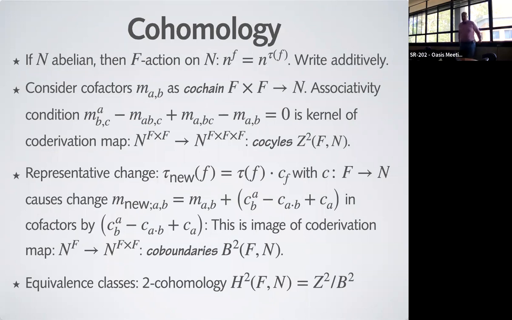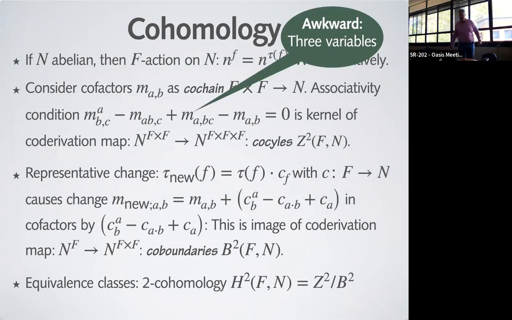So these cofactors which I need, I will consider them as what are sometimes called cochains. These are maps from F cross F to N. Yeah, they take an input, a pair in F cross F, that is a, b, and they assign an element of N, that's this m_{a,b}. And associativity of the group multiplication in the group extension gives this cocycle condition here. It's formally the kernel of the coderivation map. Yeah, so we get these cocycles.